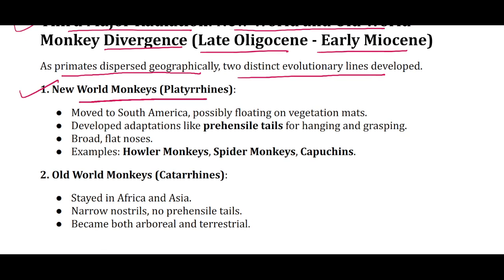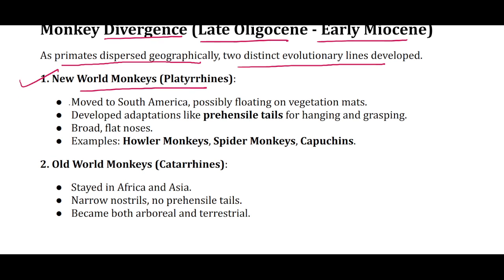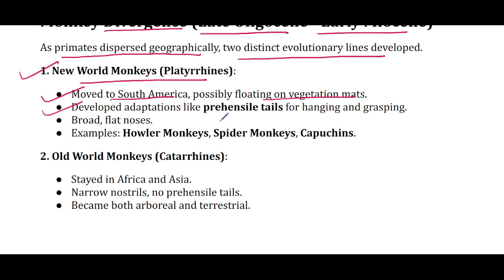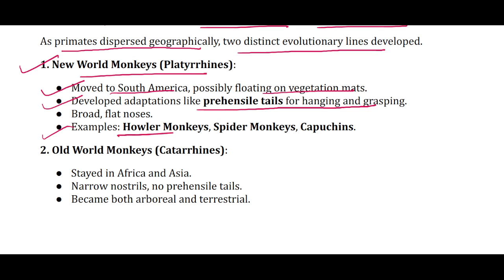First, New World monkeys, known as platyrhines, they moved to South America, possibly floating on vegetation mats, and they developed adaptations like a prehensile tail for hanging. Examples like howler monkeys, spider monkeys, capuchins.